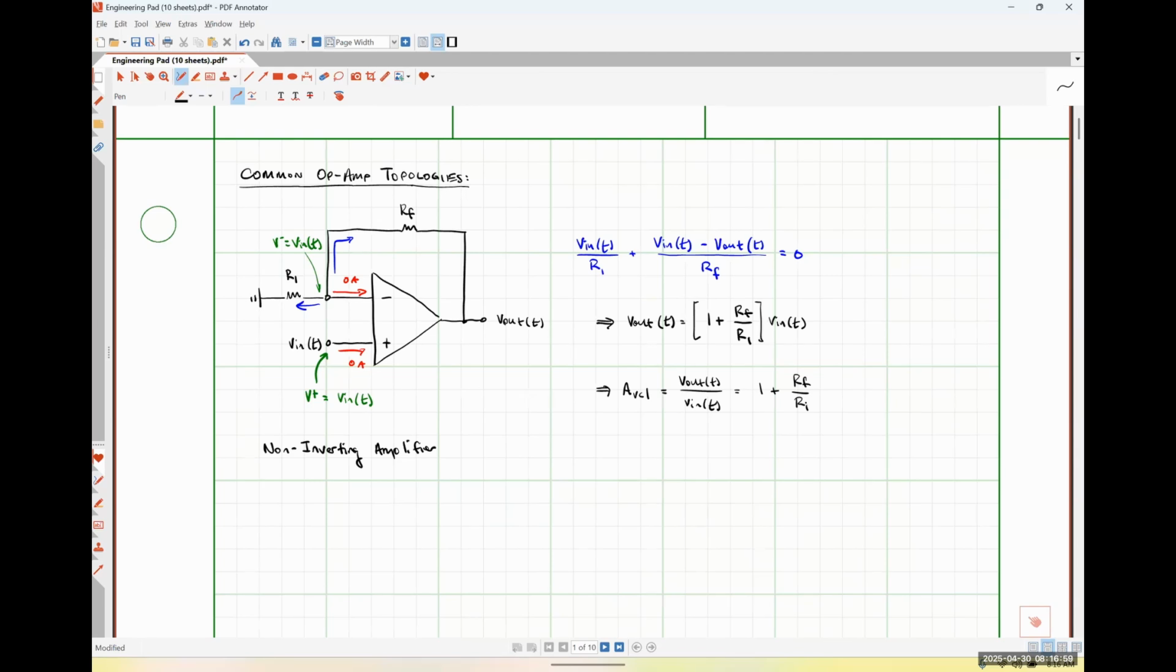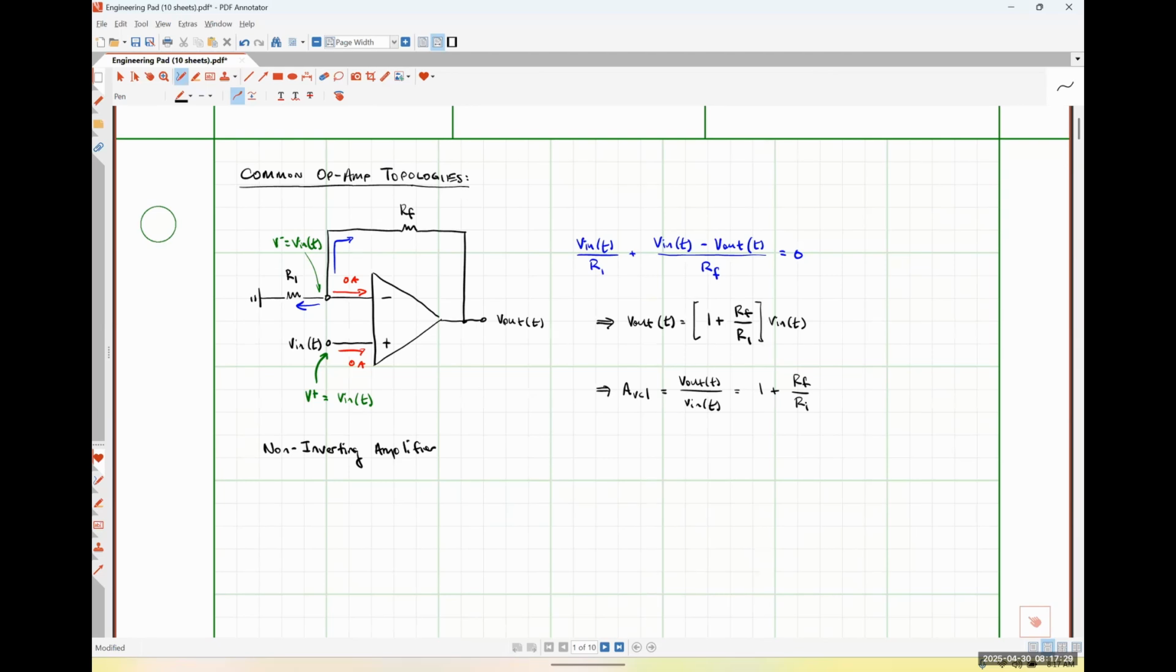Obviously, our closed loop voltage gain can be much greater than 1 as well, if we want it to, when RF is much greater than R1. So in a circuit like this, if we wanted to increase our overall voltage gain of our system, we could either increase the value of our feedback resistor or decrease the value of that R1 resistor. Okay. So just to recap things really quickly, this is our non-inverting amplifier.